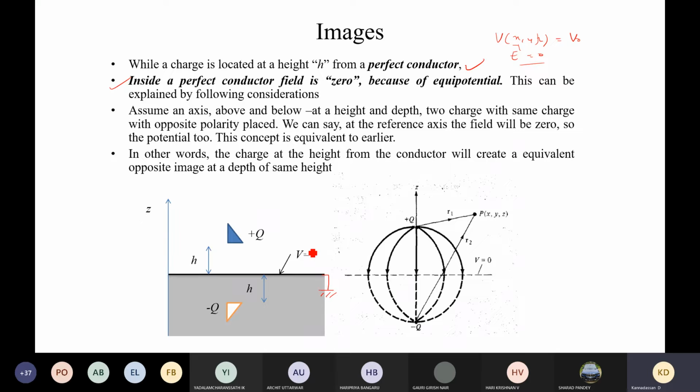And in this particular situation, we are going to keep one particular charge at a particular height from this equipotential surface with V equal to 0. So a ground potential is kept along the y direction.